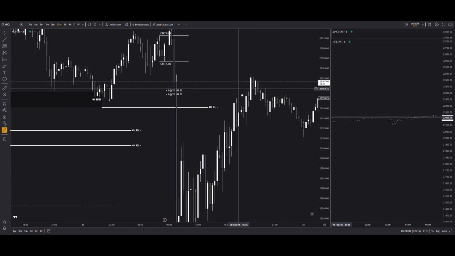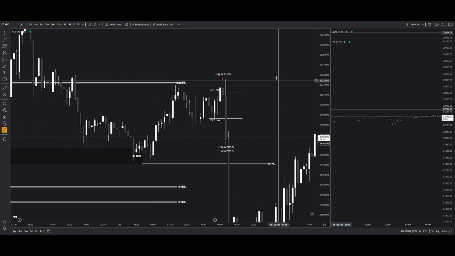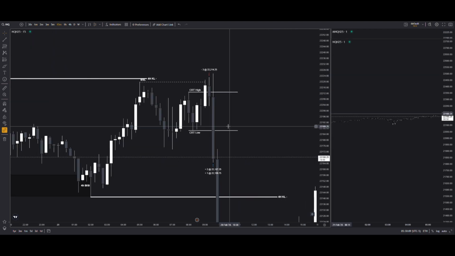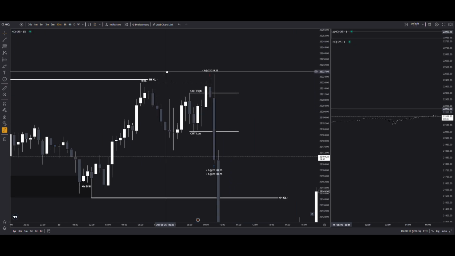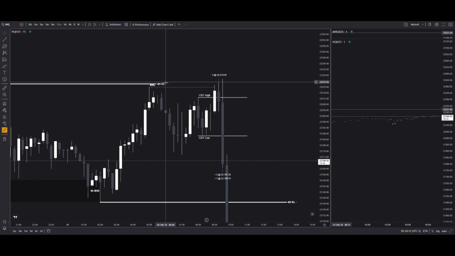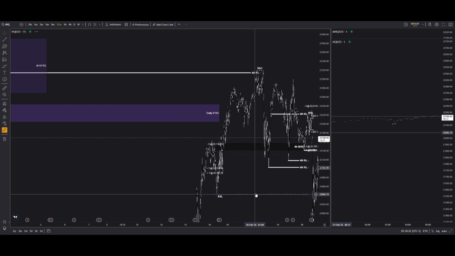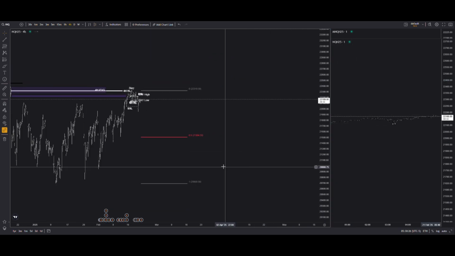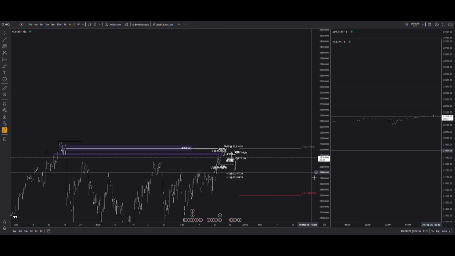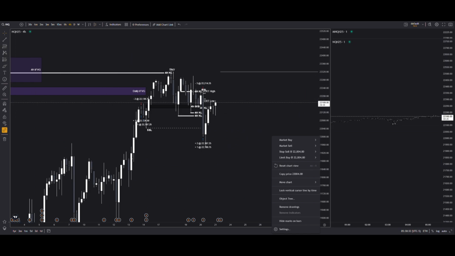Now, what do we look for? Look for a manipulation of the CRT high, which is this 15-minute swing high here, into a 4-hour key level or a daily key level. Now, also, we are in a premium dealing range on the 4-hour. As you can see, we had that, and then we also have, let's get rid of the executions real quick.